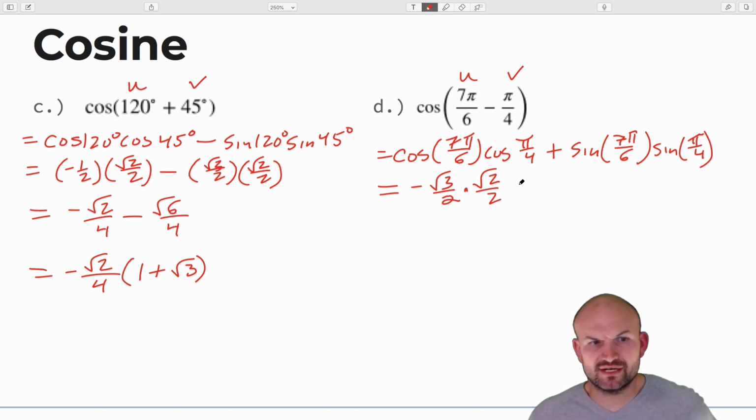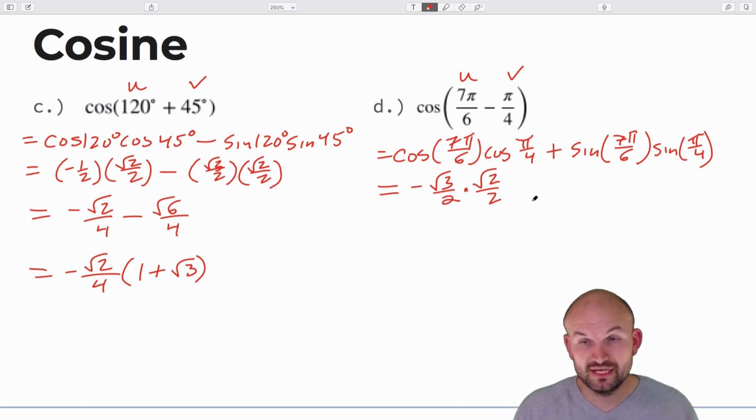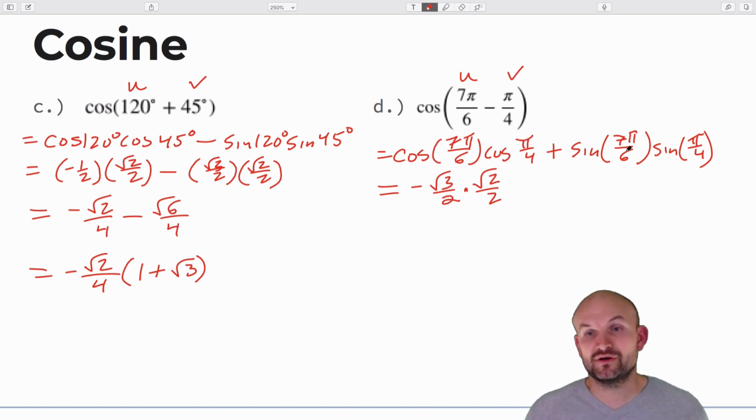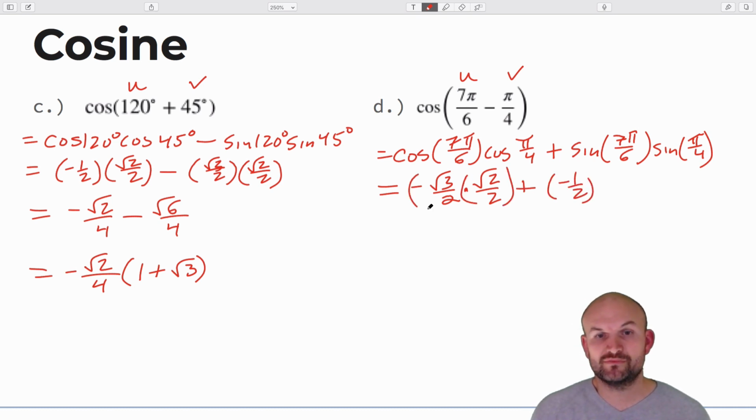Notice in this case here we have sine of 7 pi over 6. Again, that's in the third quadrant. So sine is going to be negative too, and that's going to be a negative 1/2. So plus a negative 1/2. Again, I'm using parentheses to make sure that I do not make mistakes with these negatives.